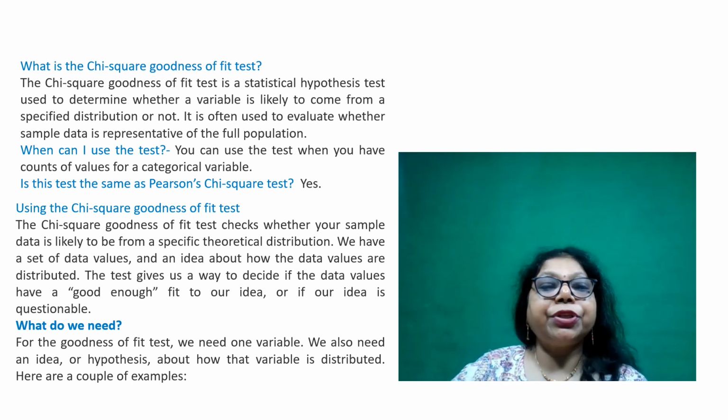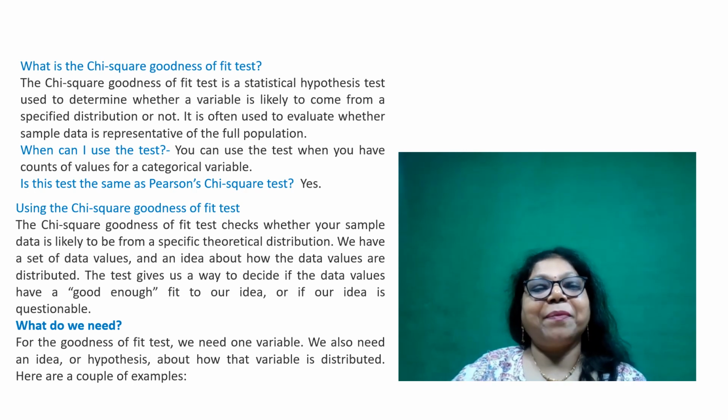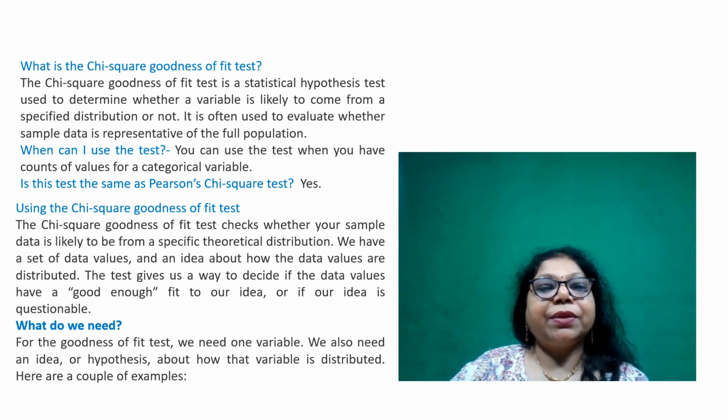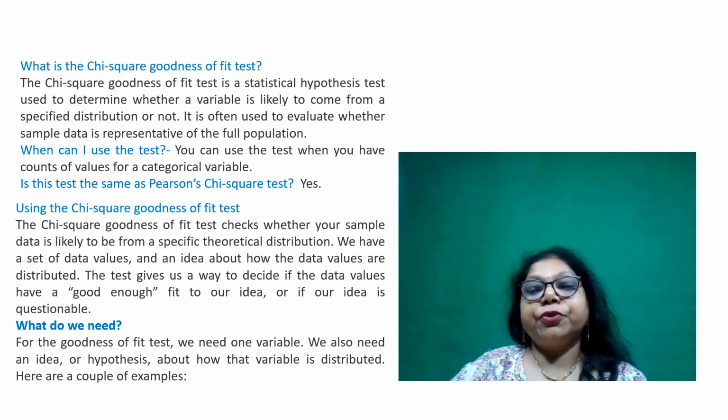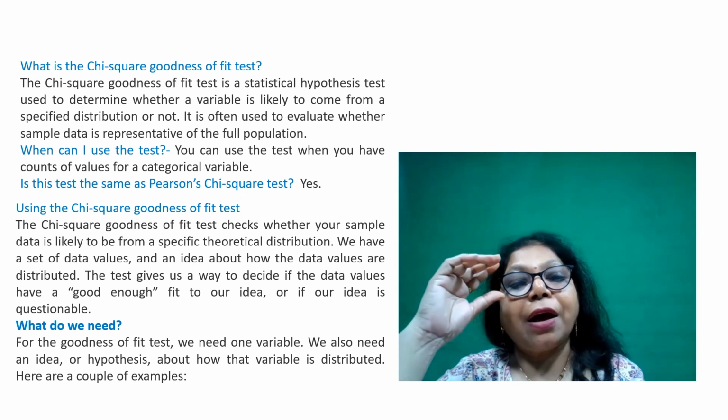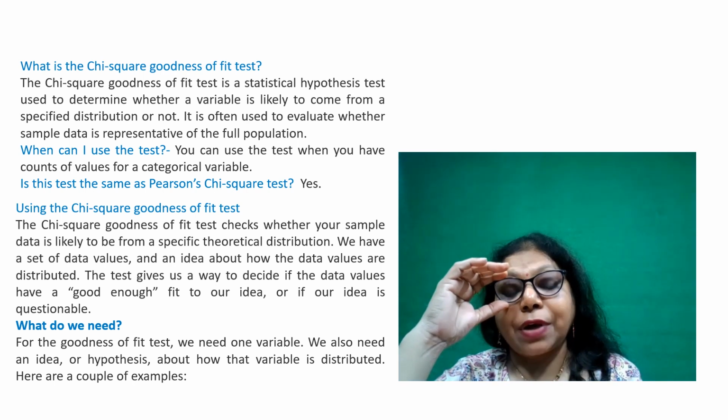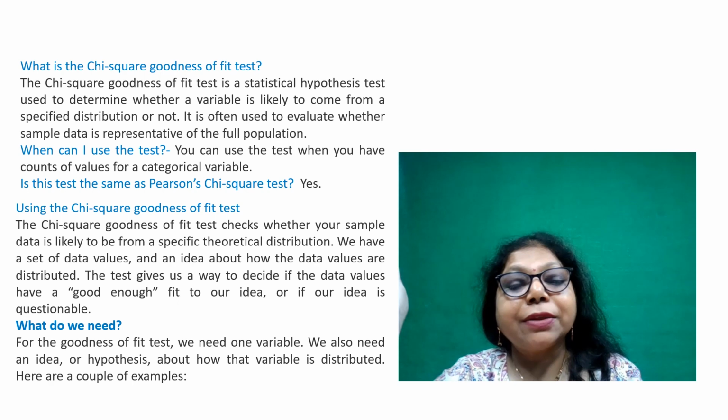You may also ask me one question, is this test the same as Pearson's chi-square test? Yes, it is same. Now using the chi-square goodness of fit test, it checks whether your sample data is likely to be from a specific theoretical distribution. So we have a set of data values and we have an idea, that is our hypothesis about how that data is distributed. So this test gives us a way to decide if the data values have a good enough fit to our idea or if our idea is questionable.